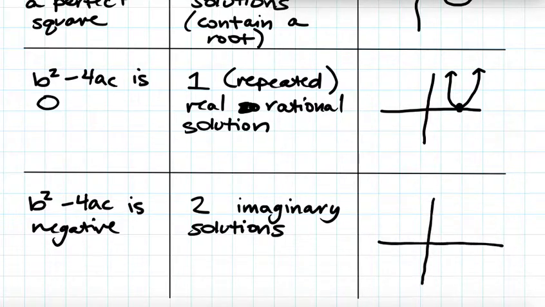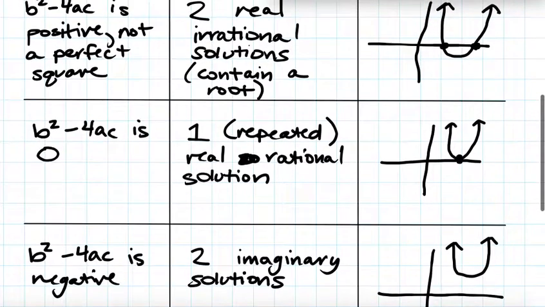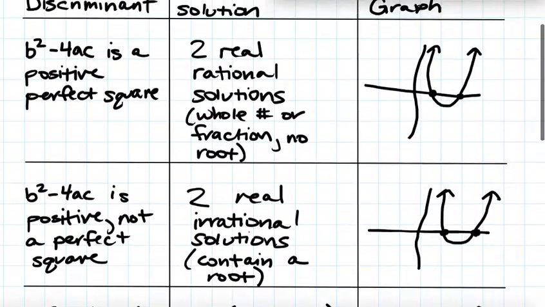In terms of the parabola, what that means is that the parabola does not ever cross the x-axis, and so there are no real solutions, but there are two what are called imaginary solutions. So those are the four possibilities for what could happen when you calculate b squared minus 4ac.